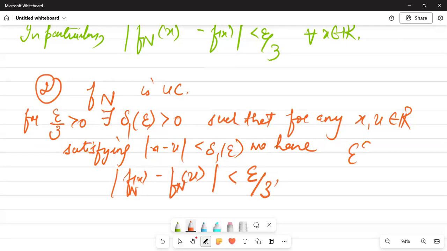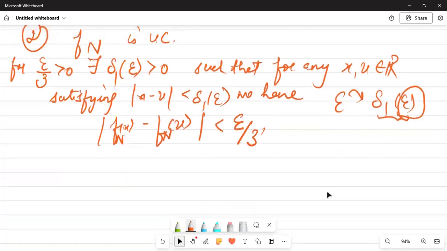So your epsilon is going to guide your delta 1. It is delta only, but just to give it a different name right now, because we will be using delta for f. So epsilon is going to decide your delta 1, and delta 1 is not going to depend on the points. That is the reason it is just a function of epsilon, meaning it depends only on epsilon.